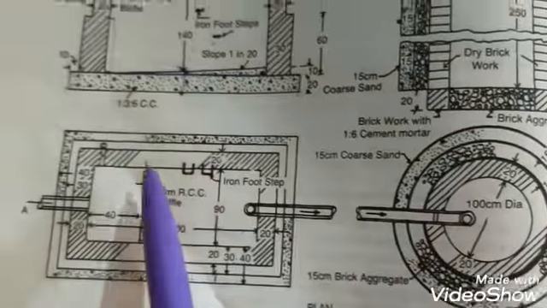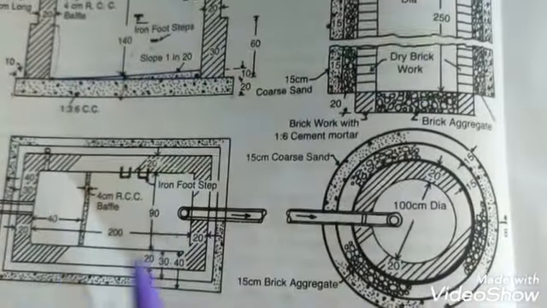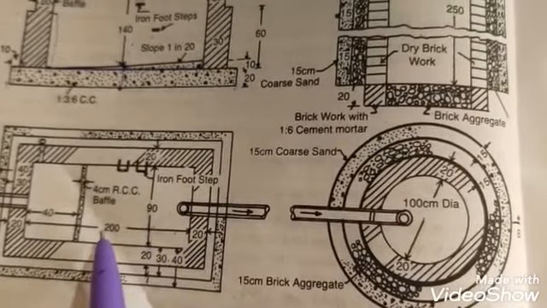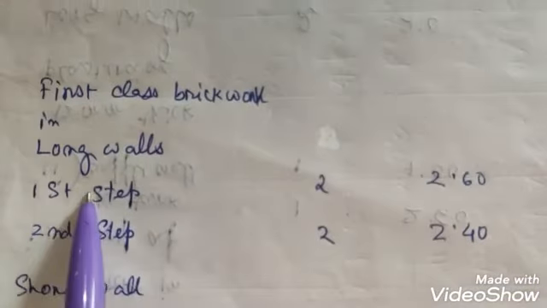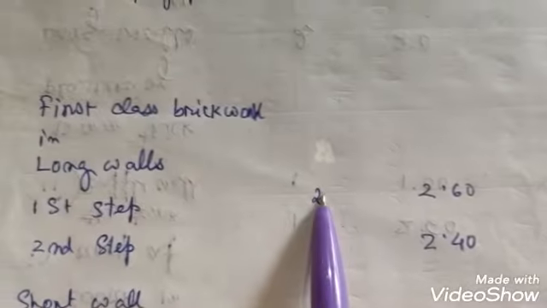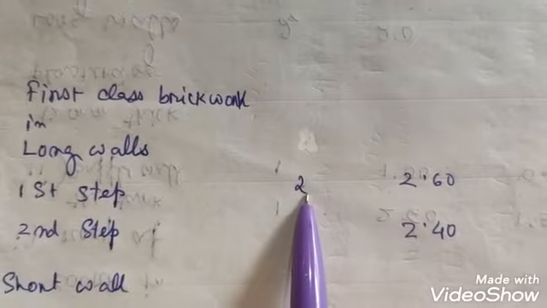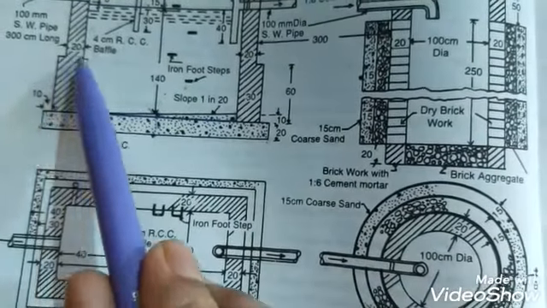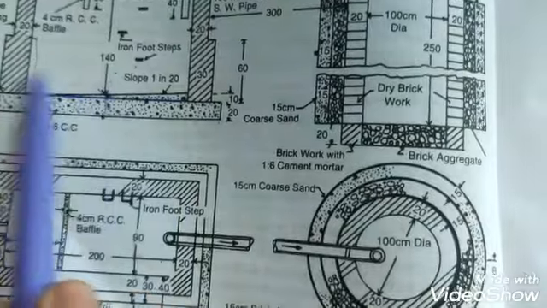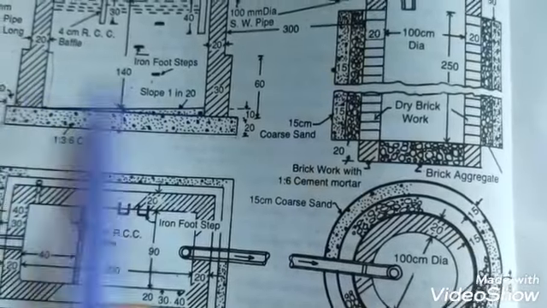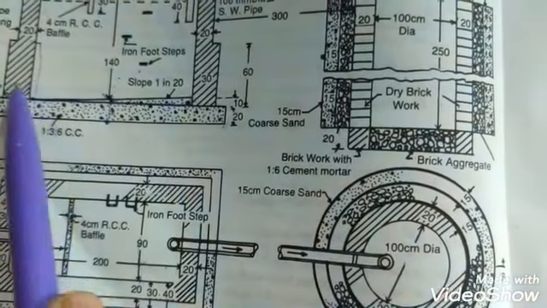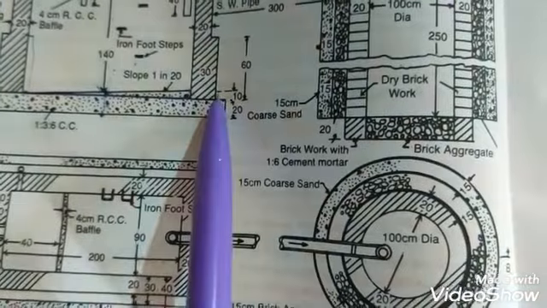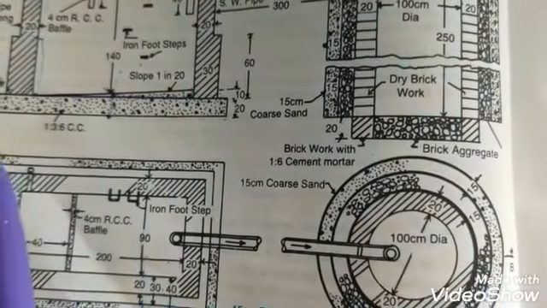You can see here there are 2 long walls and 2 short walls. Inside to inside dimension is 2 meter. For the first step, there are 2 long walls, so 2 numbers. And what is the length of the first step? This is the first step. What is this dimension? 2 meter. And this is 30. So ultimately 2 meter plus 30, ultimately 2.6 is the length from this point to this point, the length of the long wall.